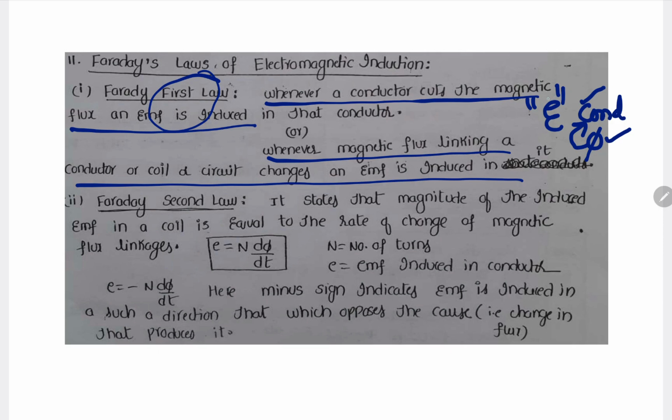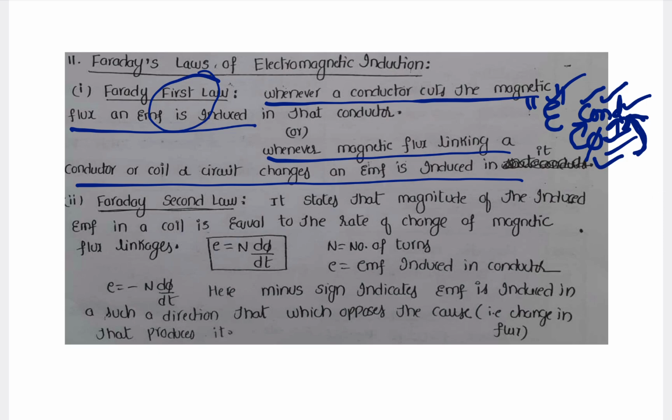So to get the EMF, we require a conductor, we require flux, and flux linking with the conductor must be changing. Either the conductor has to rotate or the flux has to rotate. If conductor and flux are both stationary, then the flux linking with the conductor must be AC flux, then only EMF will be induced. So this is Faraday first law. It tells us how the voltage or EMF is induced in a coil.